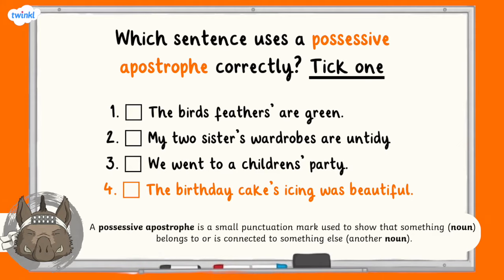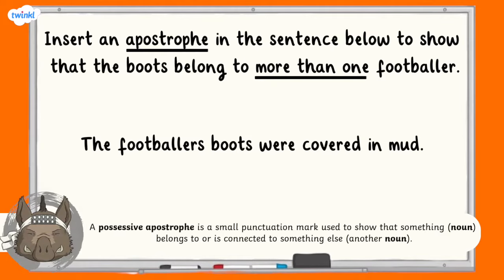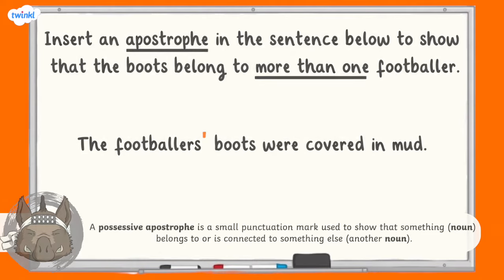Therefore, sentence 4 must be correct, but we must check. The icing belongs to the birthday cake and there has been an apostrophe and an S added in the correct order. Sentence 4 is correct and should be ticked. In the next question, you're being asked to insert an apostrophe to show there is more than one footballer in the sentence. Pause the video and press play when you have an answer. Are you ready? To make sure the boots belong to more than one footballer, we place the apostrophe after the S like this. Well done if you got that one correct.